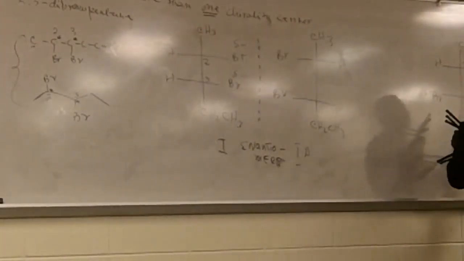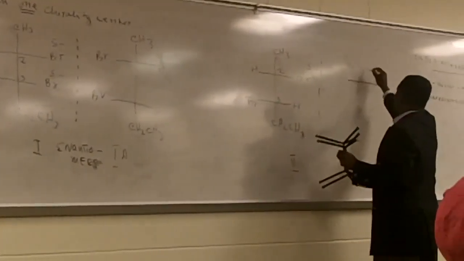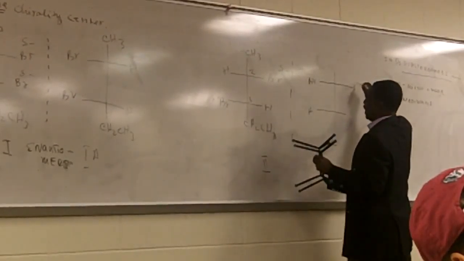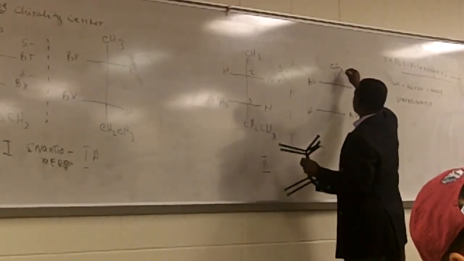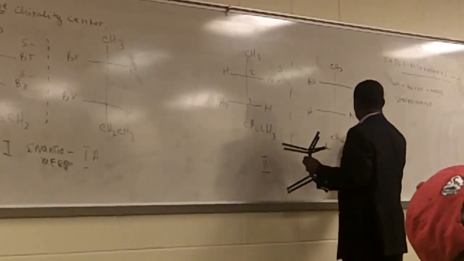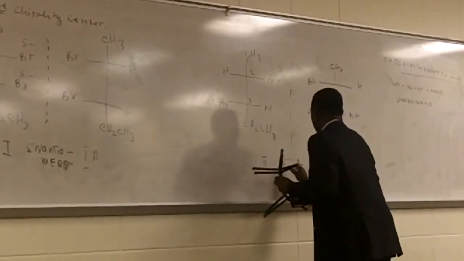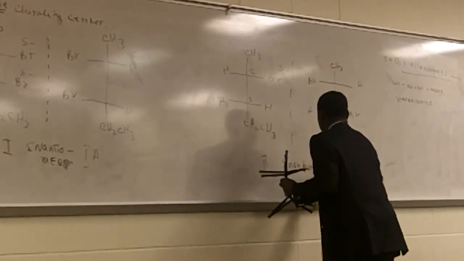Here the sizes are already different, so if I take a mirror image here, and I do the same thing here, the hydrogen is there, Br is here, hydrogen here, Br is there, got CH3 here, CH2, CH3 here. 2 and 2A are definitely going to be what? Enantiomers.